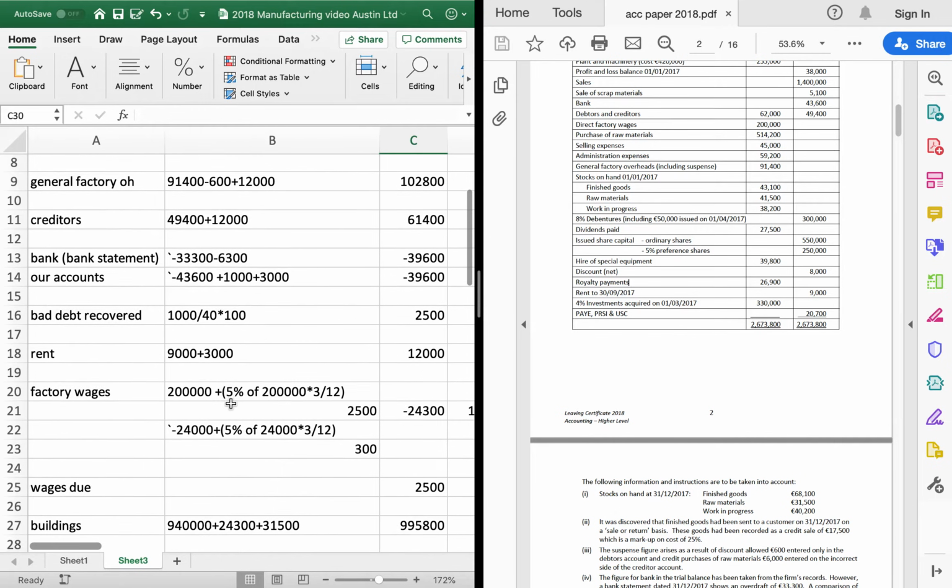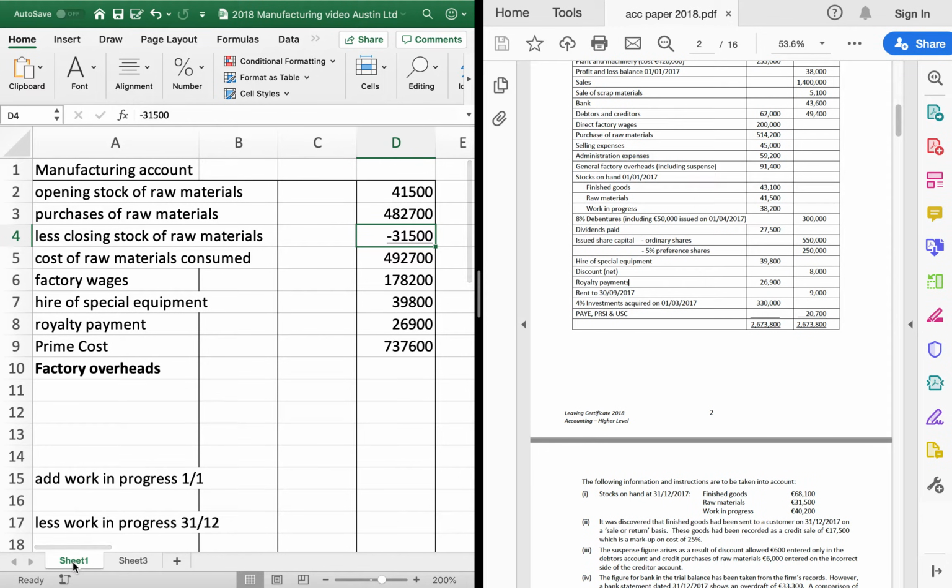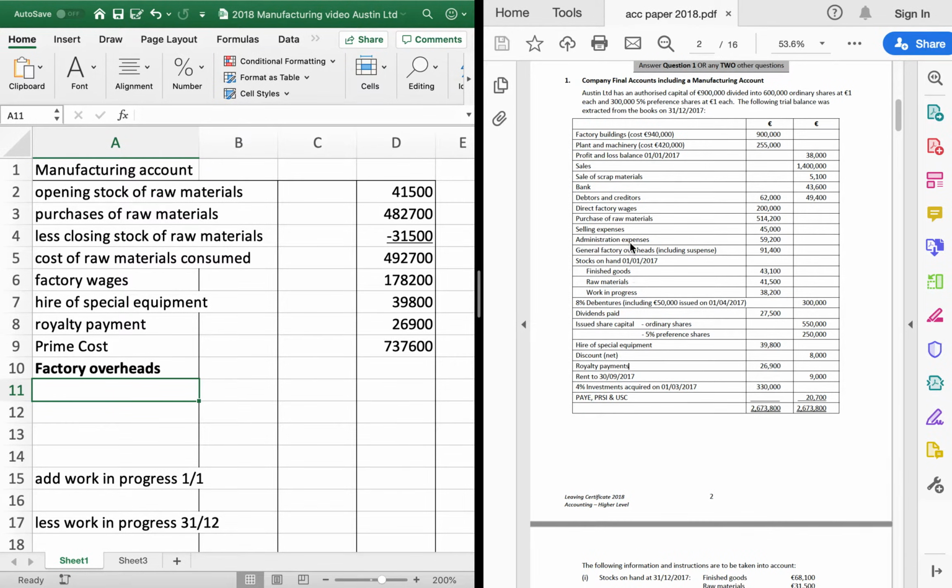Right. So with this, I have the main answers written down beside me, so I was just seeing where my day didn't work. Anyway, you move on to your factory overheads. So your factory overheads are your factory expenses. So anything that says factory.